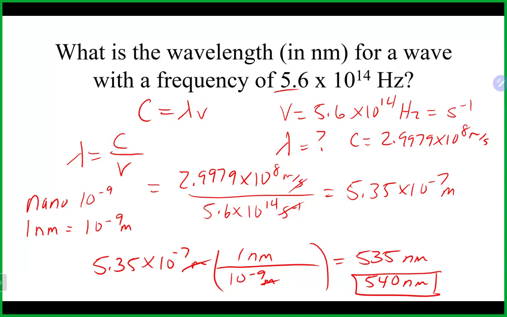Any questions on that calculation there? Okay. So like I said, nano is a very common conversion with these types of problems, and mega for hertz as well. Again, megahertz is oftentimes used. Any questions?